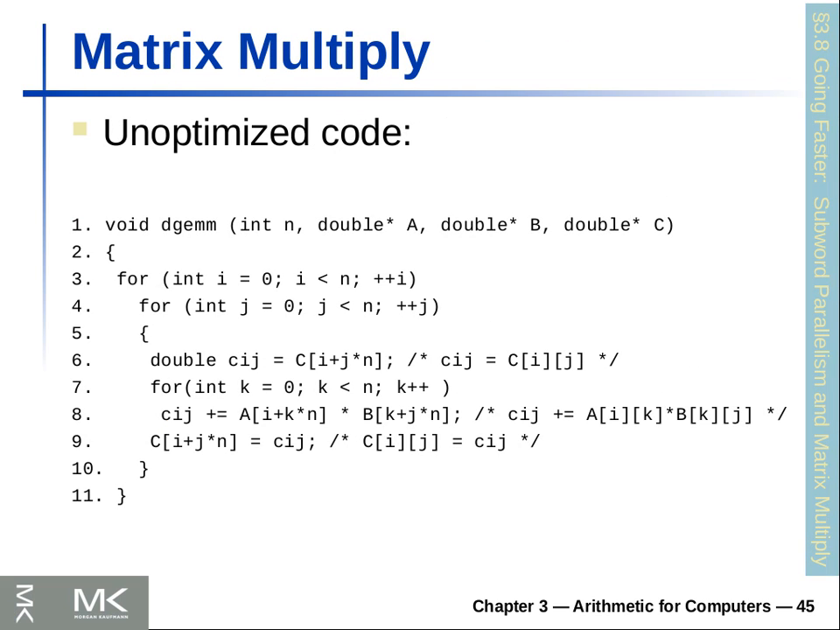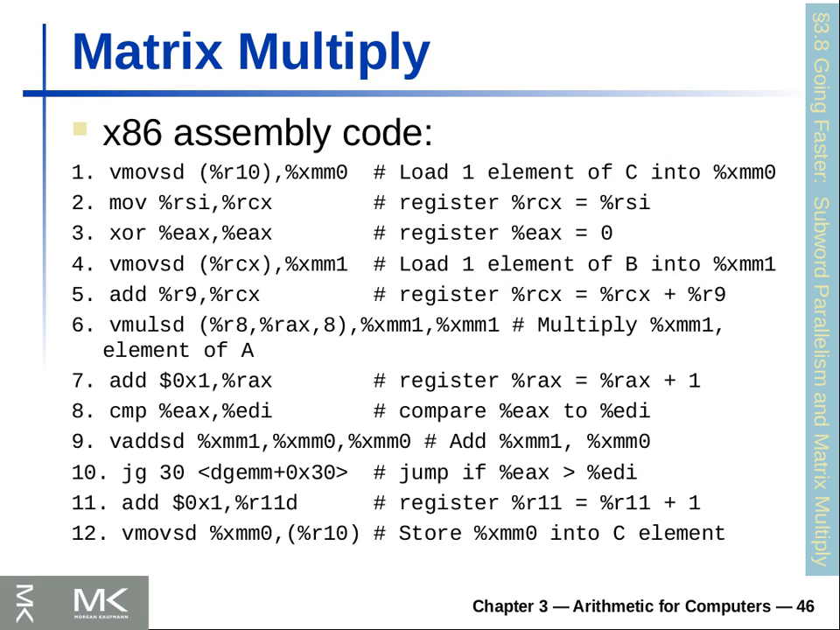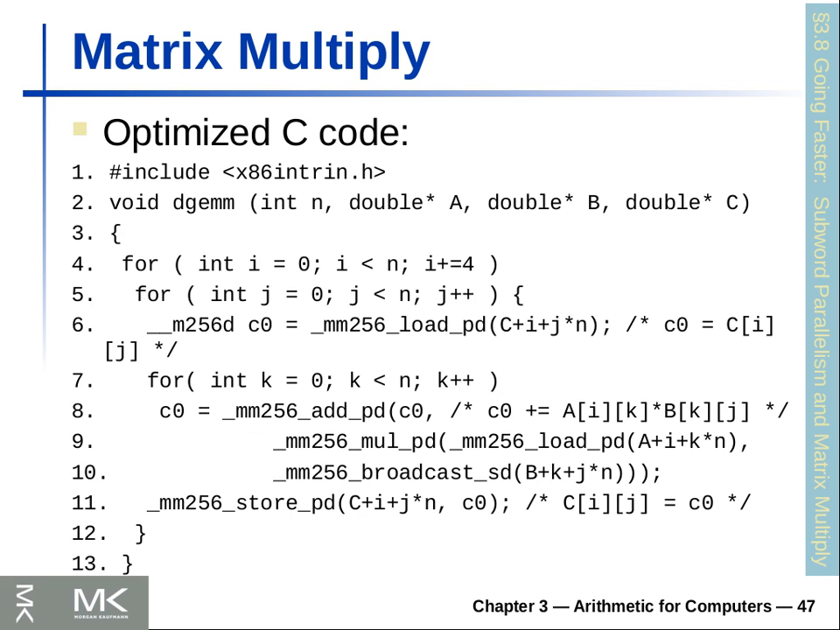Okay, matrix multiply. Unoptimized code. This hopefully looks very similar to beforehand. We're going to skip a bit. We're going to skip a lot.